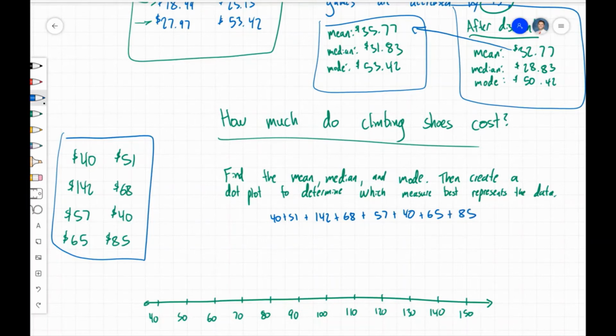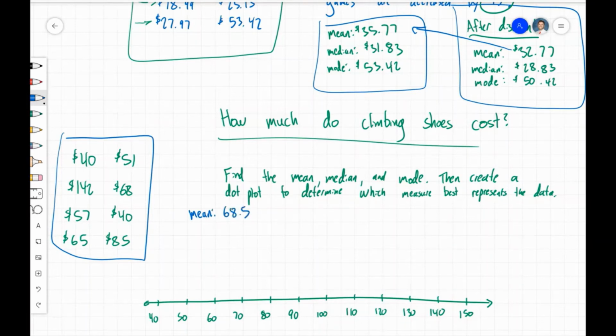Now, when we're doing calculations like this, I have no problem with you using a calculator, but I do want you to check your work multiple times to make sure you're getting the correct calculation. But I definitely don't expect you to do all of this math by hand every time. So we've got 40 plus 51 plus 142 plus 68 plus 57 plus 40 plus 65 plus 85. And that's 548. And we'll divide that by 8. So 548 divided by 8, we get a mean of 68.5. So the mean is 68.5.